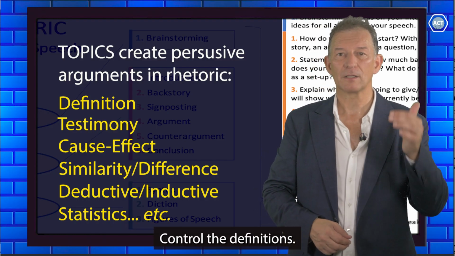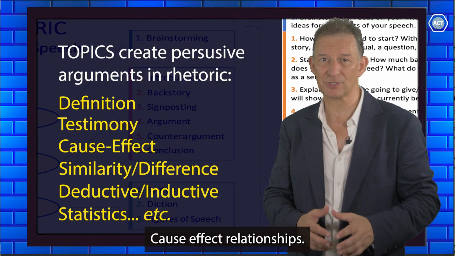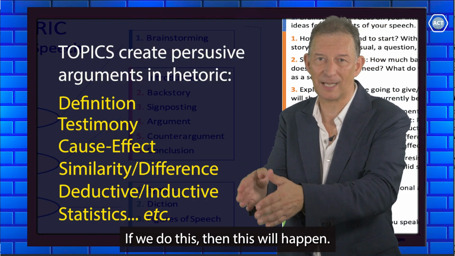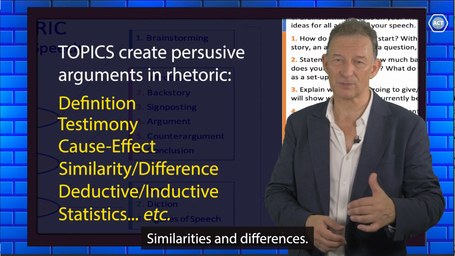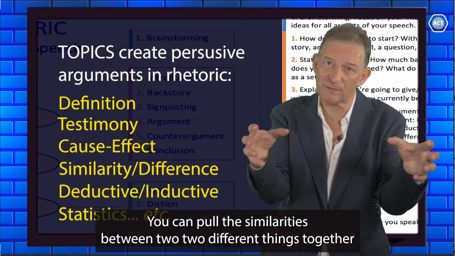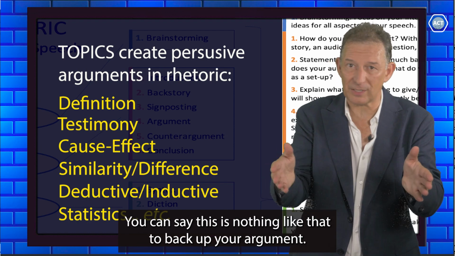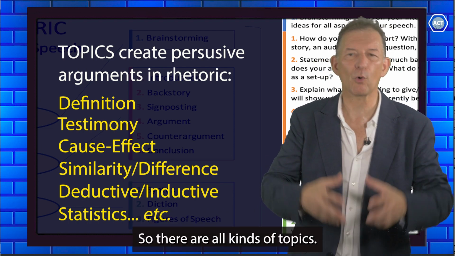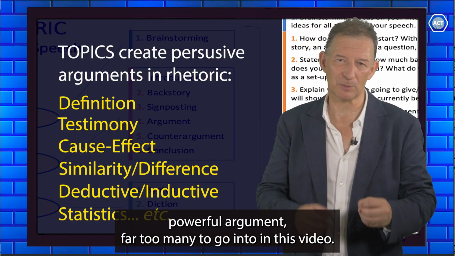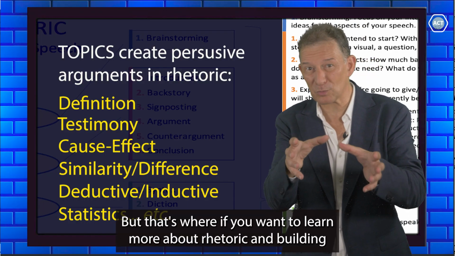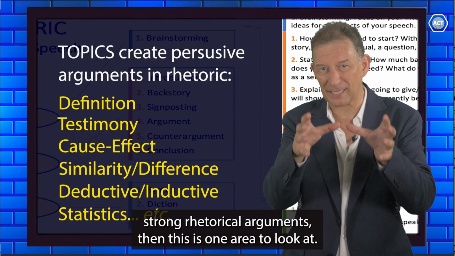Control the definitions. Other topics include, for example, testimony from trusted sources. Cause-effect relationships. If we do this, then this will happen. That's a powerful, persuasive device. Similarities and differences. You can pull the similarities between two different things together and say, well, this is just like that, to build an argument. Or difference. You can say, this is nothing like that, to back up your argument. So there are all kinds of topics. These are elements from rhetoric that can build a strong, powerful argument. Far too many to go into in this video, but if you want to learn more about rhetoric and building strong rhetorical arguments, then this is one area to look at, topics within arguments.